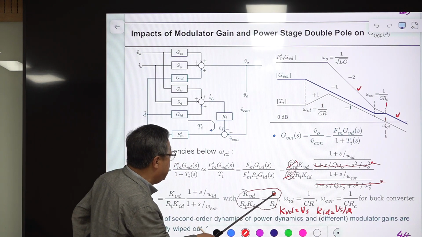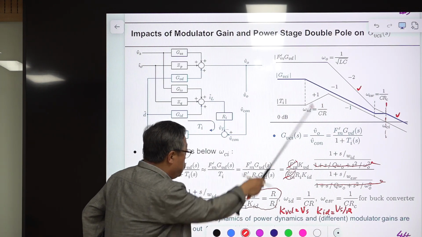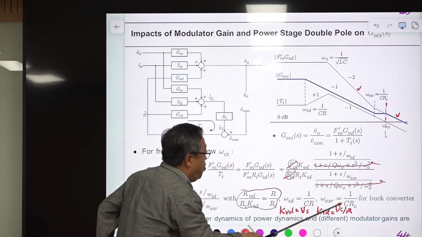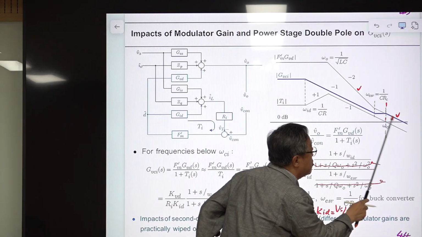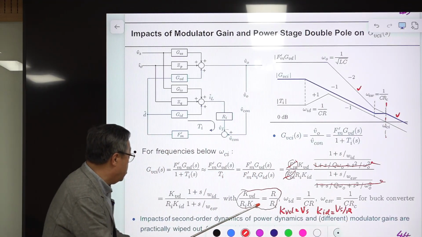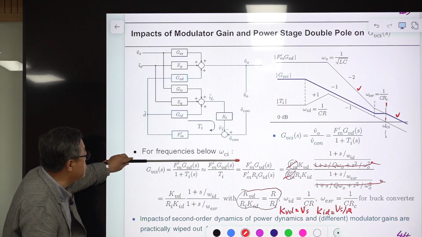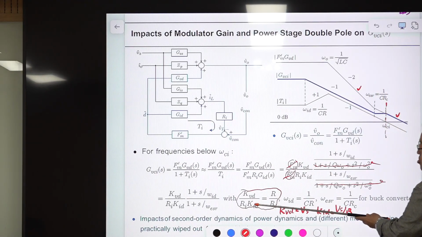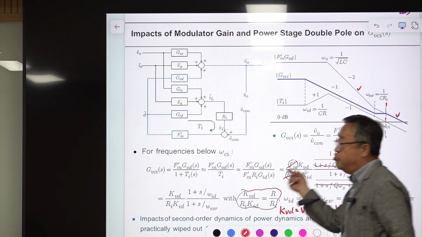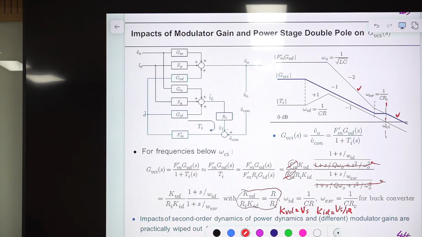DC gain is this one, R divided by Ri, and this corner frequency is this one, and this is the omega ESR. It goes to here up to this point, but after this, there is this part, okay? So the frequency below this, we are only seeing below this, then this is the correct equation. Okay? Alright? So because we are using the asymptotic analysis, the impact of modulator gain or power stage double pole is clearly seen here.